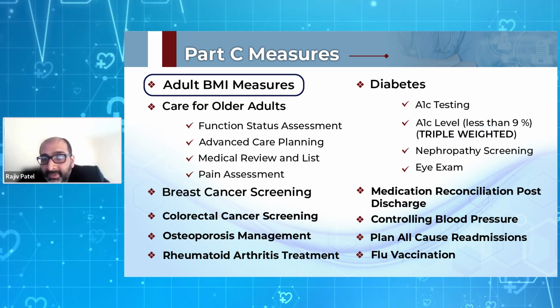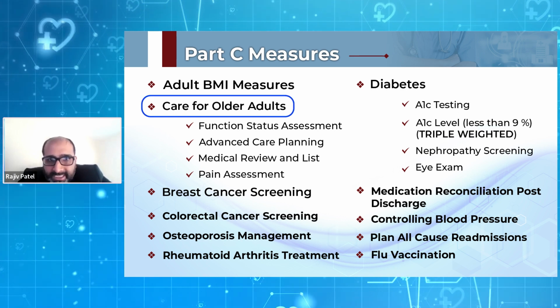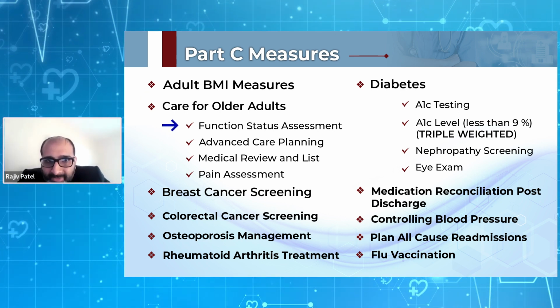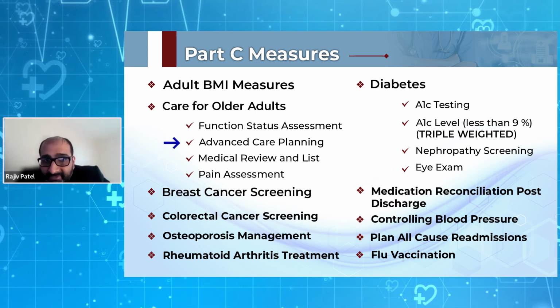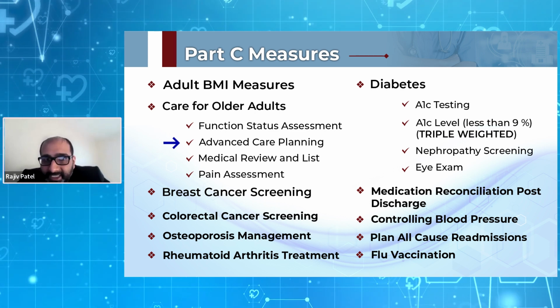So it does get a little bit more complex, but when it comes to Part C measures, BMI must be reported at least once a year. Care for older adults. So when it comes to care for older adults, there are certain assessments, certain screenings that you must do. Some of the big ones, advanced care planning, right? Everyone needs to have an advanced directive, and that advanced care planning needs to be done.